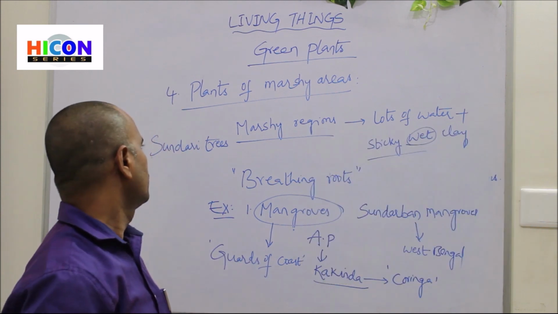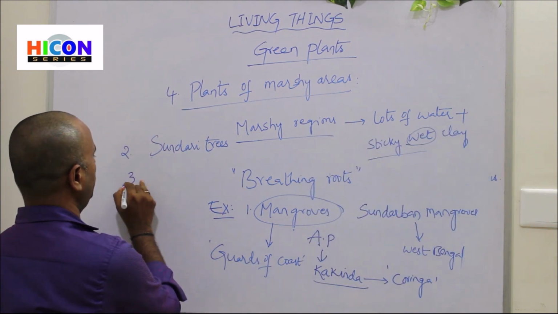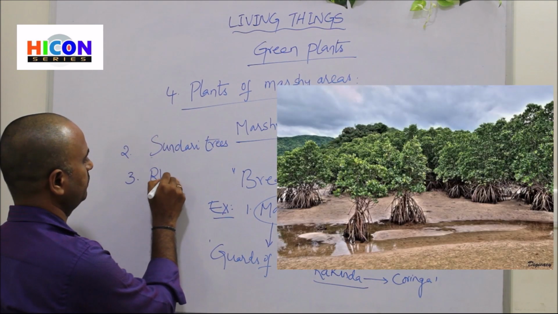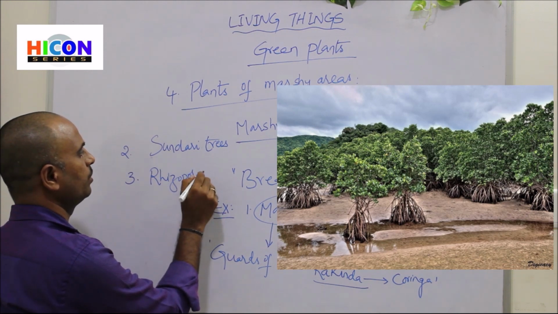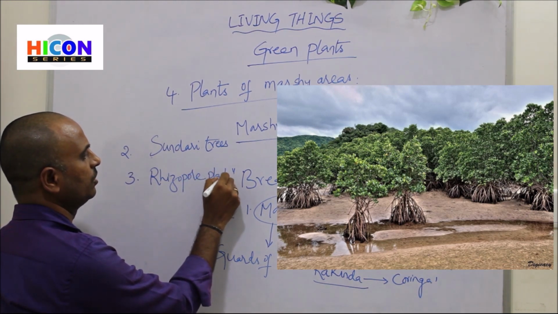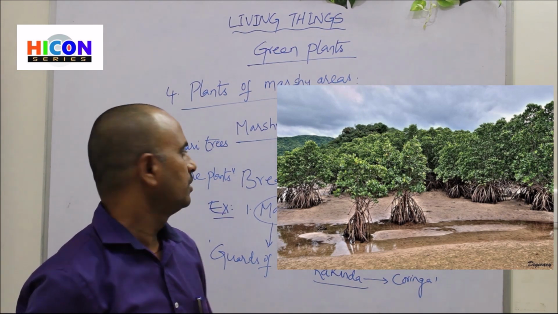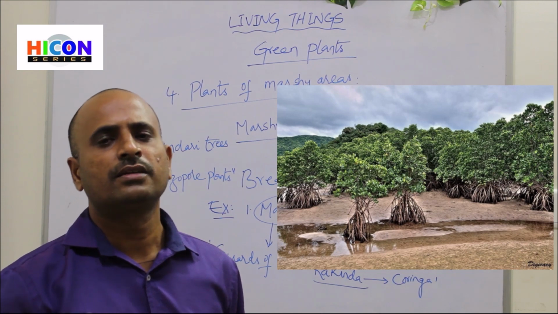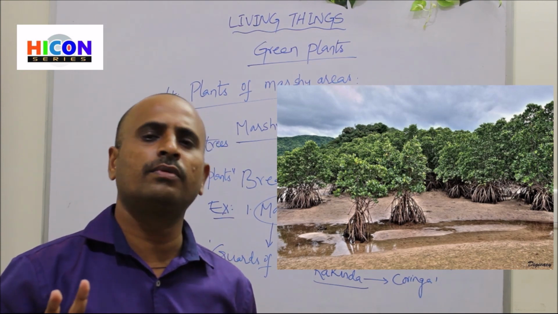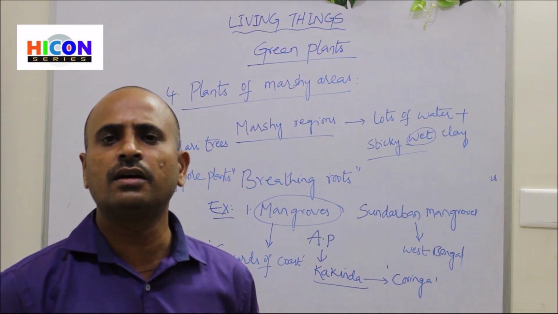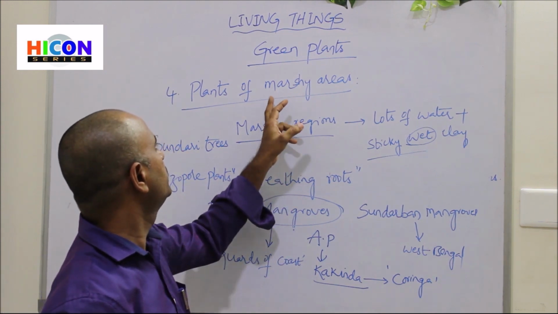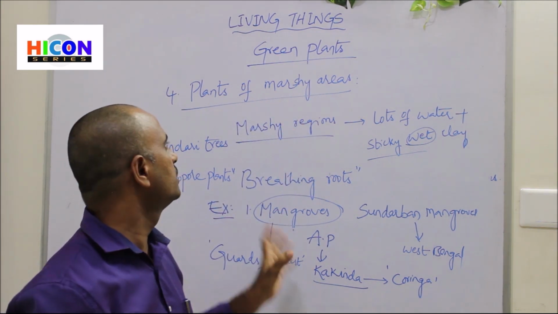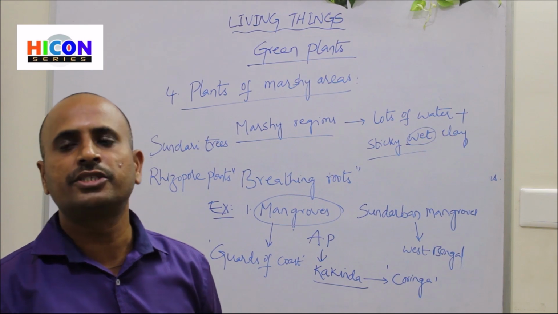Next, the third example for these plants is rhizophora plants. These also look like mangrove plants. Look at the picture. In the picture you are observing rhizophora plants. So all these are examples for marshy plants, that means the plants growing in marshy areas.